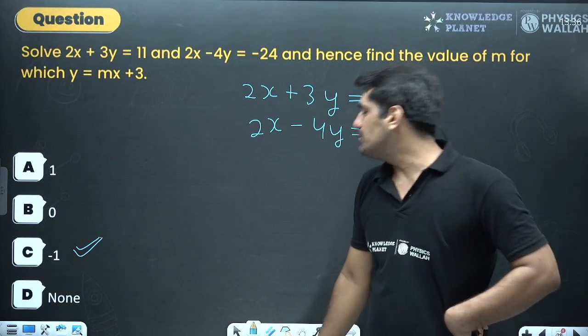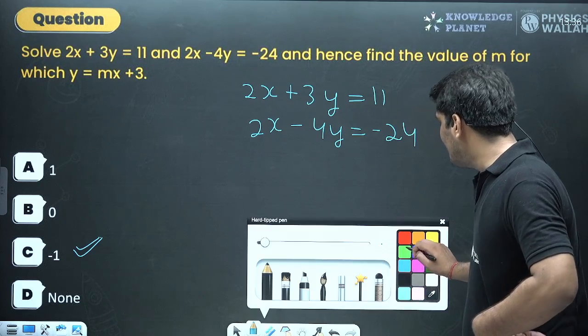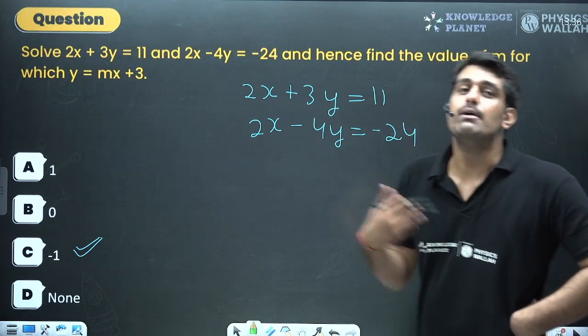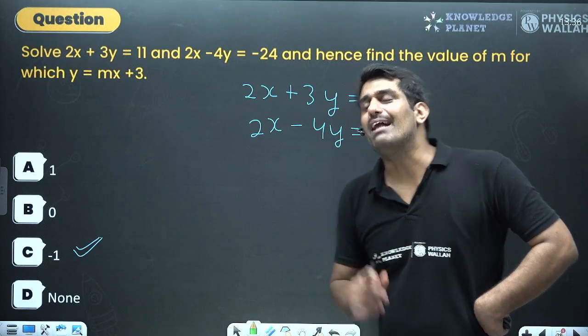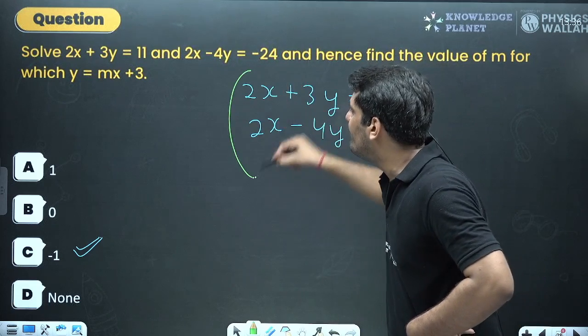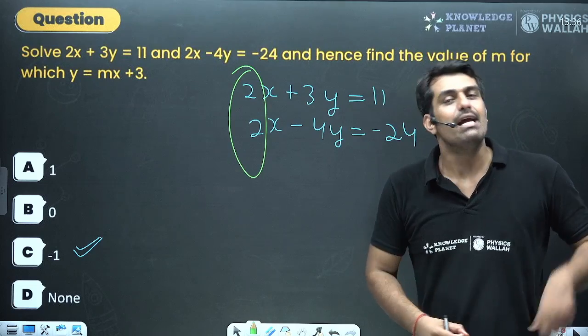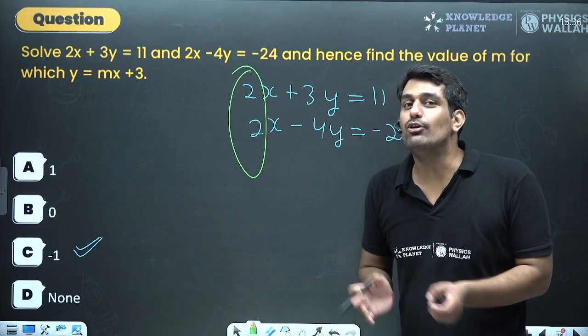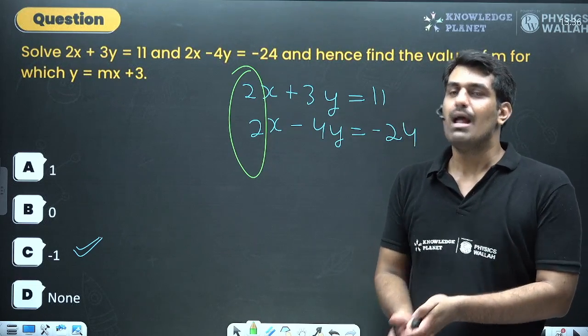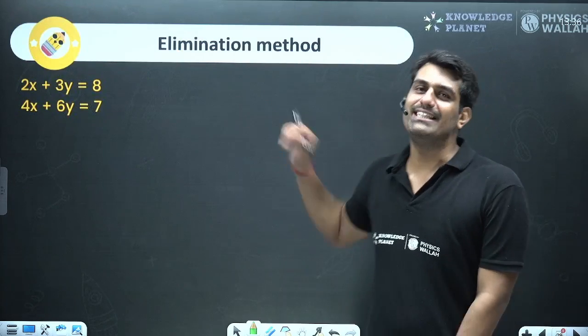But the point I was making over here is that there is another method which can make our process simpler. The method relies on making the coefficients the same. If the coefficients are the same, then the solution can be found very easily. And this method is called the elimination method.